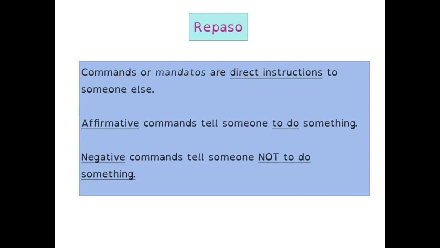Remember, those divide into two types. There's affirmative commands, which basically tell someone what to do. So do your homework would be an affirmative command because I'm telling you to do something. Versus a negative command tells someone not to do something. So don't do your homework right now, we're eating dinner.